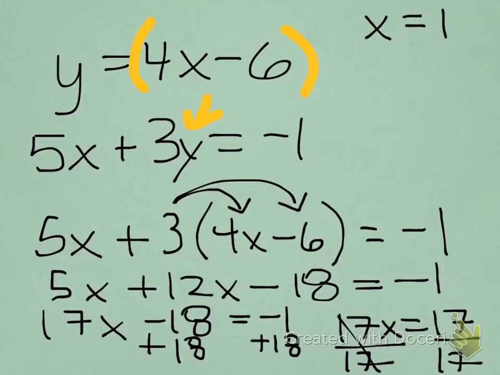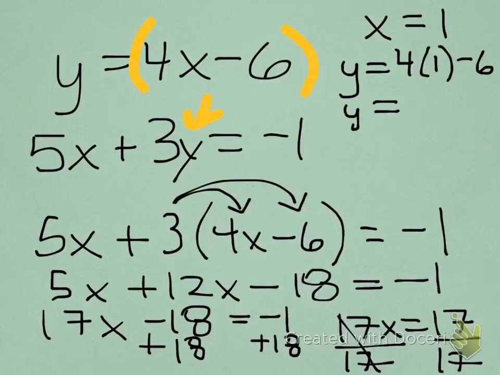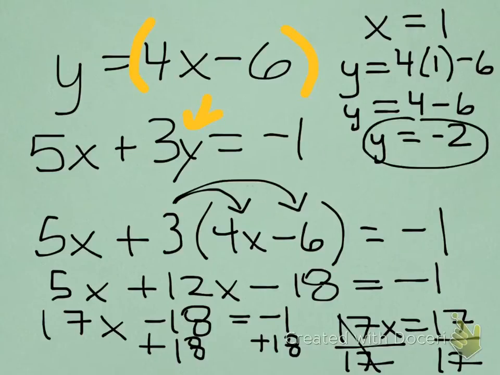Now step 3 is to take the x equals 1 and substitute it into either equation for x and then solve for y. So whatever is easier. I would choose the first one. That's my preference. So if I plug in 1 for x in the first equation, I would get for y negative 2. So my answer would be 1, negative 2.